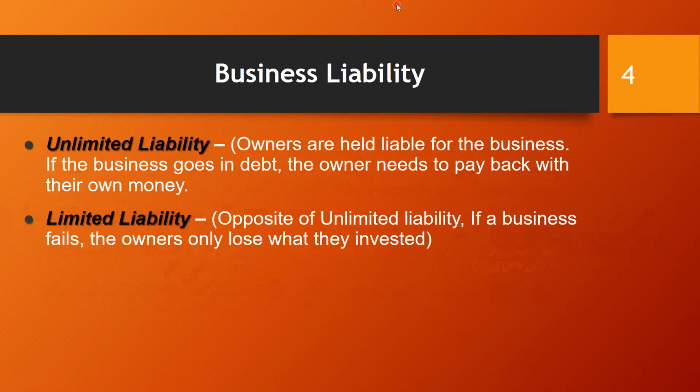And next part, let's talk about business liability. So liability is all about who is going to be held liable for the business debts. So some businesses like the sole trader and the partnership, they have what you call the unlimited liability. In this case, we mean what exactly? The owners are held liable for the business if the business goes in debt, and the owners need to pay back with their own money. So in this case here, the owners have a risk of losing their personal possessions to pay for the business debts if it fails to pay them on its own.